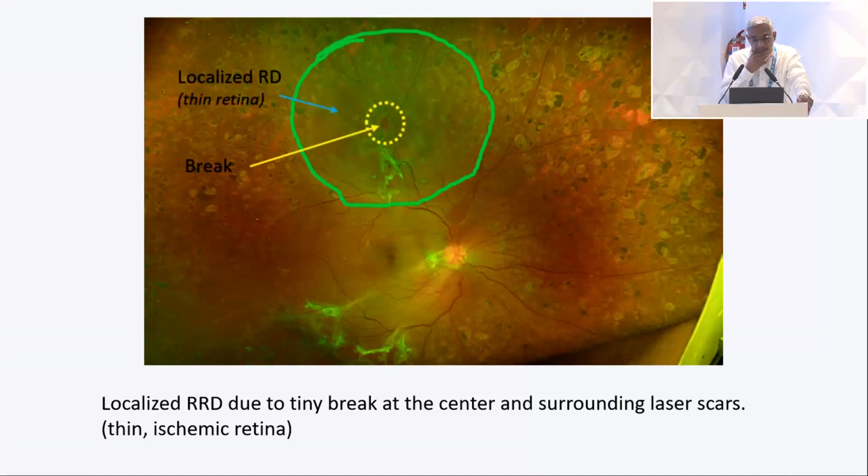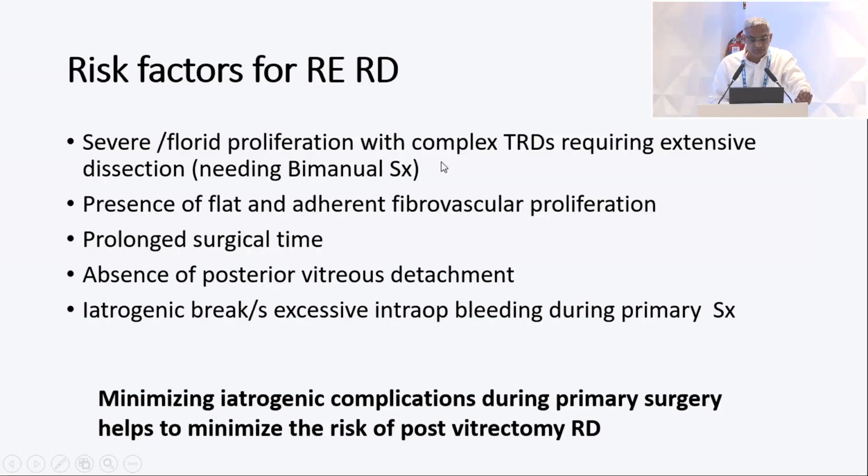And this is one of the patients having a localized detachment, because surrounding that laser there was a tiny break in a localized area, so it needed resurgery. So risk factors: what we have here is pre-existing severe florid proliferation or flat proliferation where you need extensive dissection, obviously, and there is a high risk of complication during surgery.